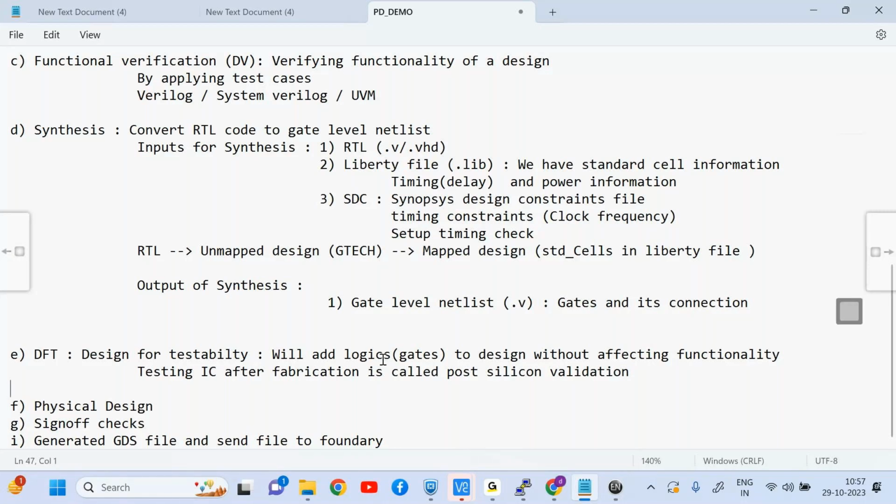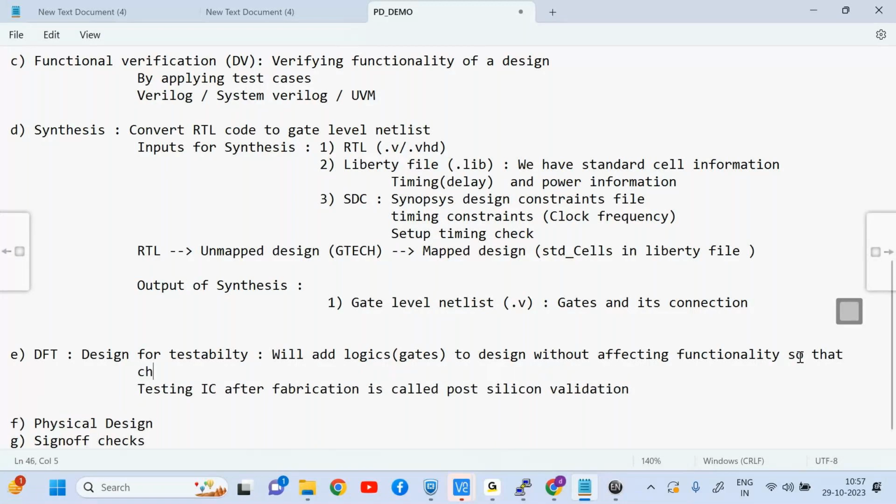Whatever additional logic they are adding is going to help to test the ICs. So the DFT team will add additional logic to the design without affecting functionality, so that the chip, chip means IC, is easily tested after fabrication. The DFT team will add some additional gates and flip-flops in the design. So testing the IC after fabrication is called what? Post silicon validation. Those DFT team will do scan chain insertion.